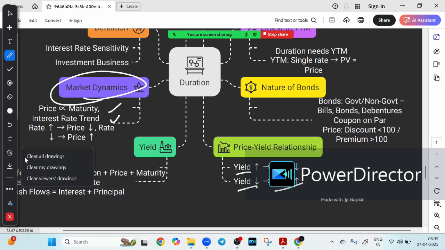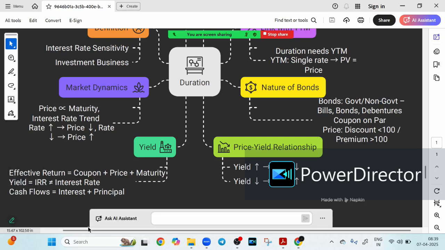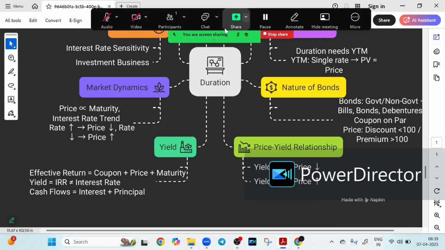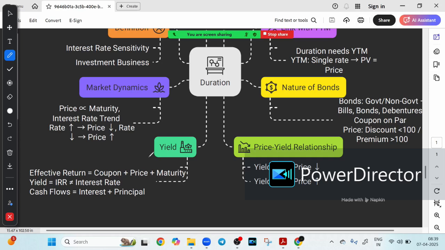And if you talk about the yield, here you can see the yield. So yield, what does it mean? Yield is the actual return you are getting. It's not just interest. It includes the coupon, it includes price gain or loss, it includes the maturity payout. It is also called IRR, internal rate of return. So yield shows what your cash flows are really worth.